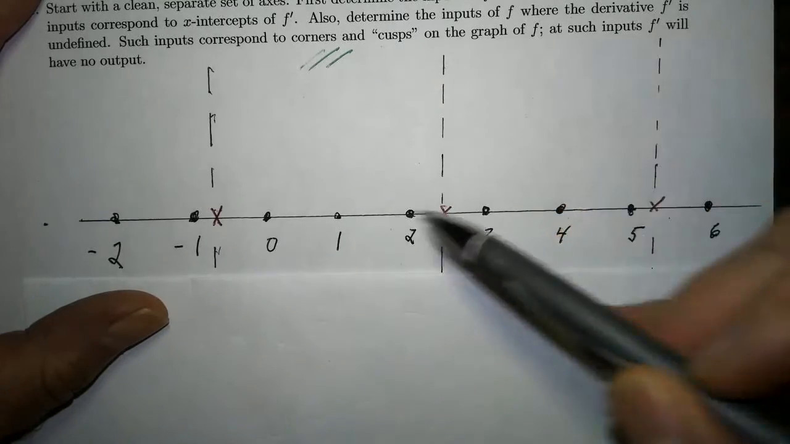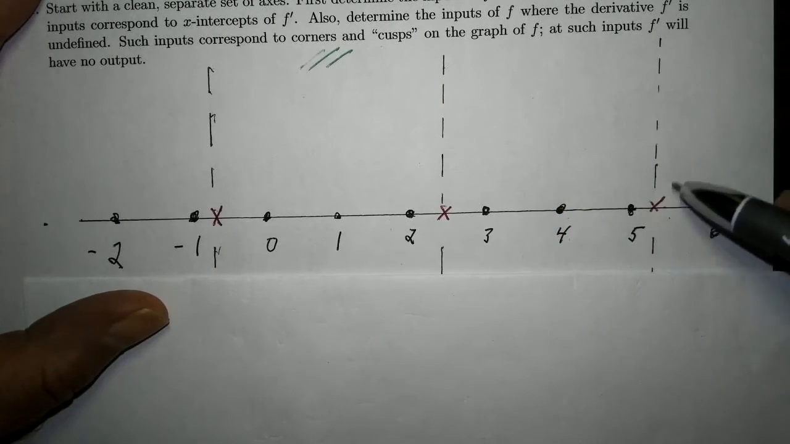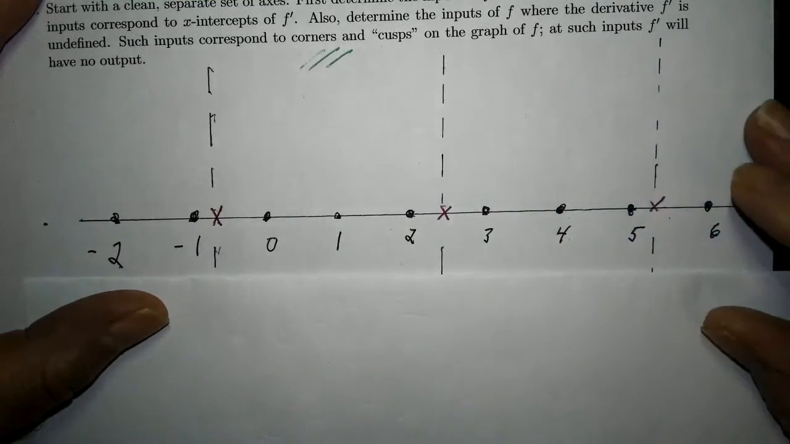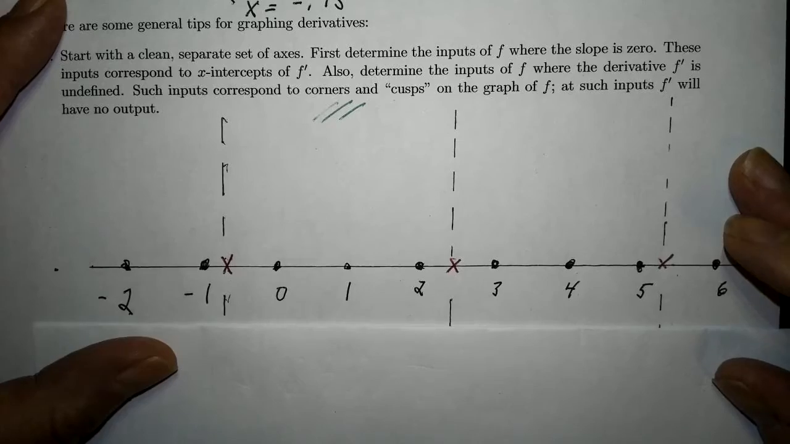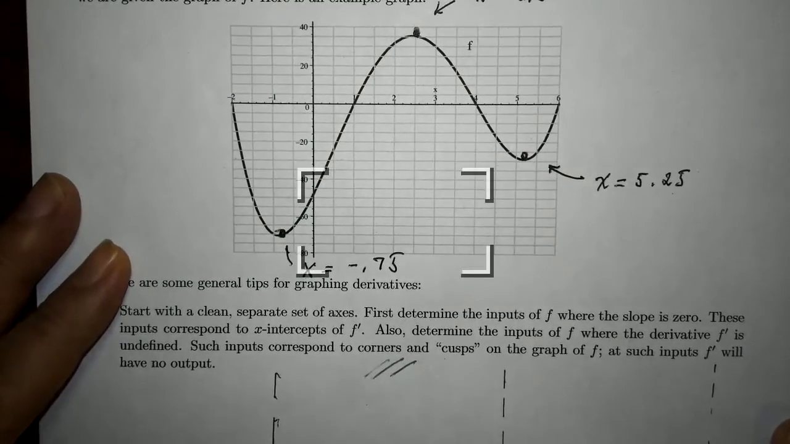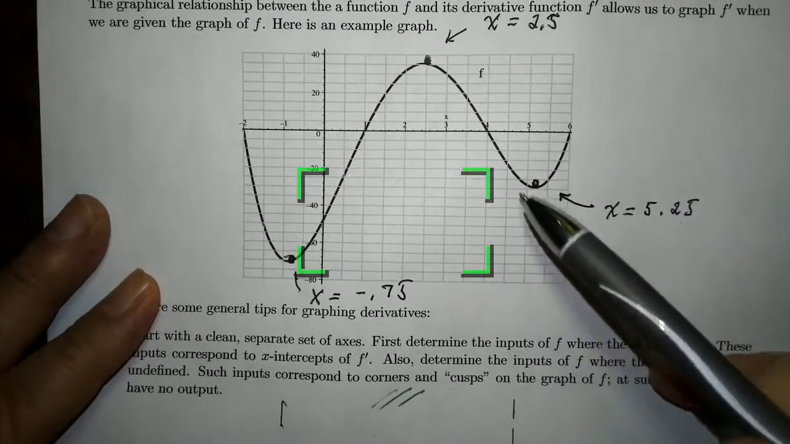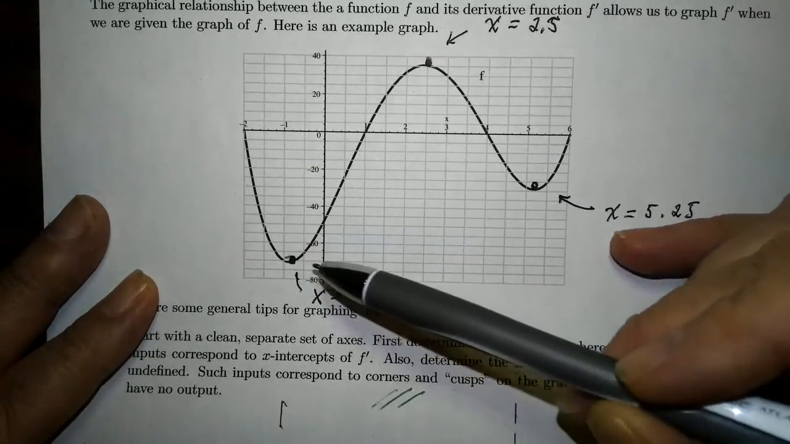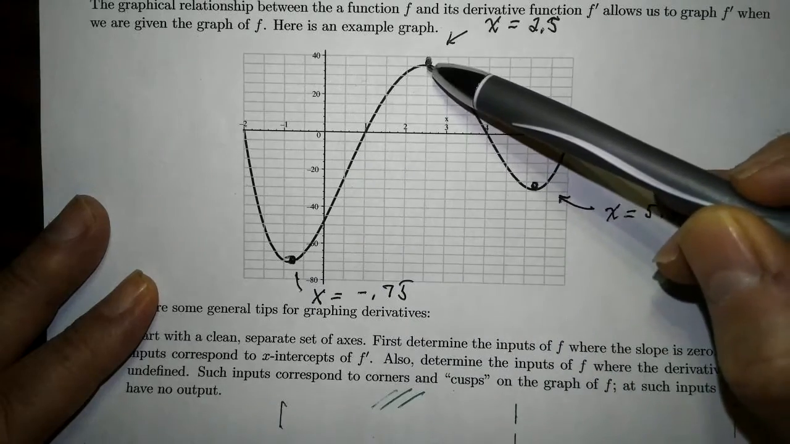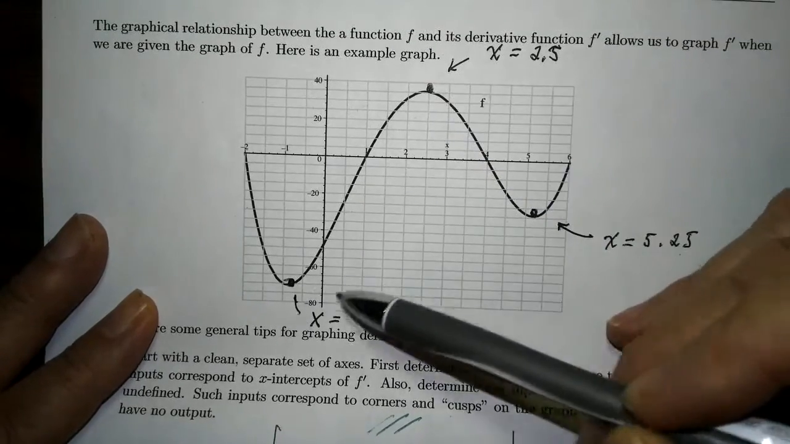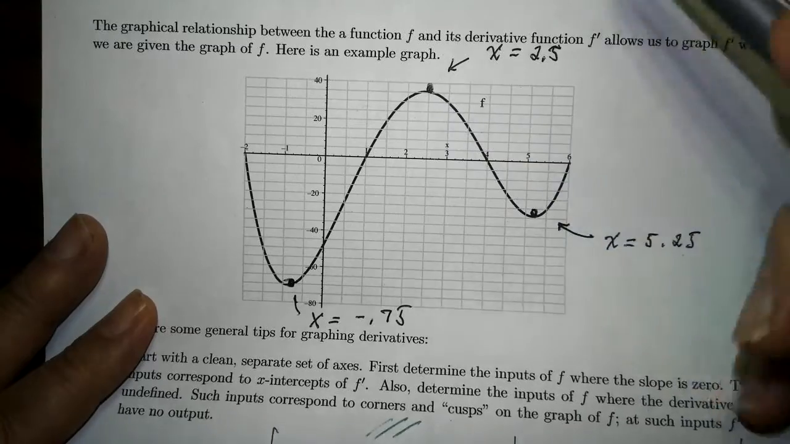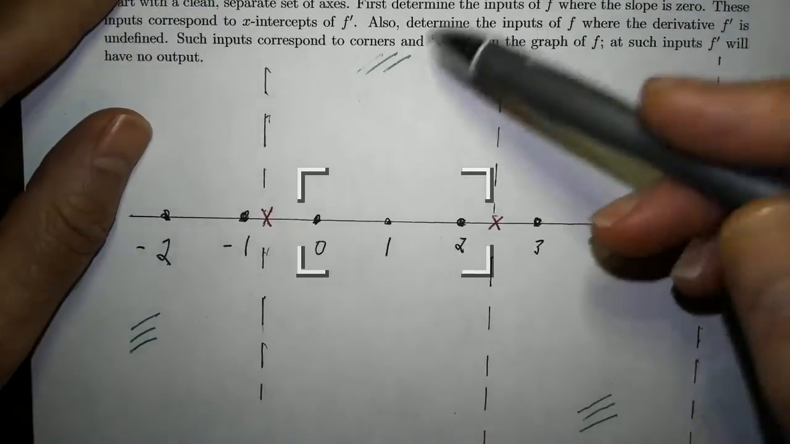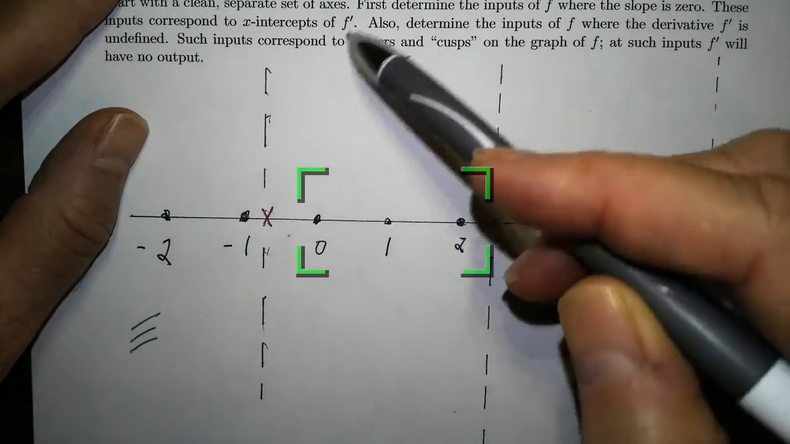So I'm going to mark these with red X's, and then I'm going to draw dashed horizontal lines to divide my graph up into zones, 4 zones in this case. And then in each zone, ask yourself, is the function increasing or decreasing? Well, between minus 0.75 and 2.5, my function is increasing. And if the function is increasing, that means the derivative is positive. So the derivative between this point and this point has to live up here.